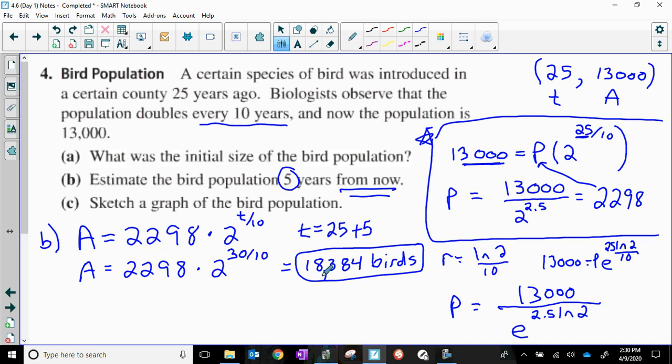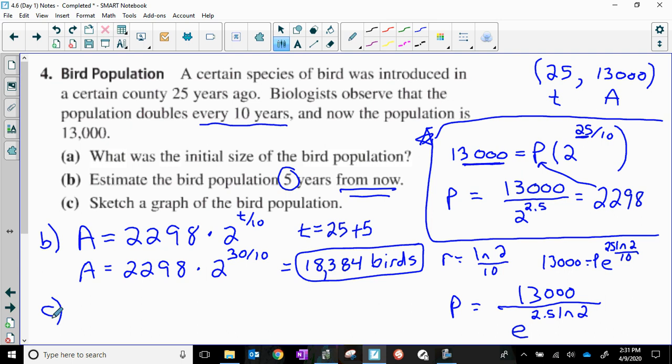Okay. I also know it should be less than 26,000 birds, because if I would take 10 years from now, we would double, going to 26,000. So this number here is between what we have now and 2 times, because the number of years is between 0 and 10. So it seems like a very reasonable answer.